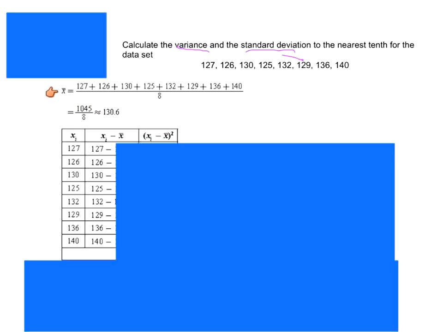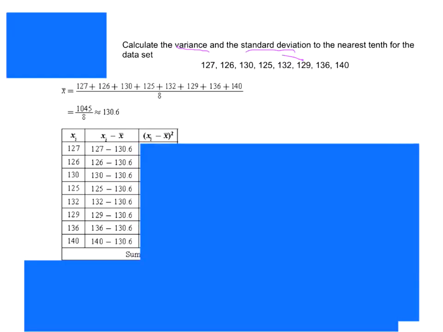So where am I going to put this 130.6? This was my X with the line over it, or my mean. So I'm going to put it right underneath my mean right here. Let's fill that in. Because the formula is telling me take each term individually and subtract the mean. Take each term individually, subtract the mean, subtract the mean, and on and on we go.